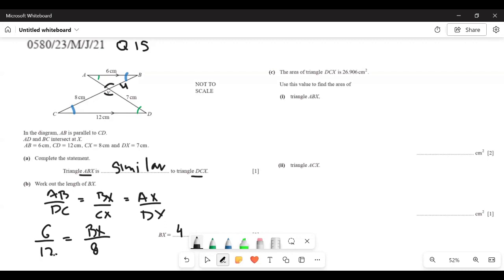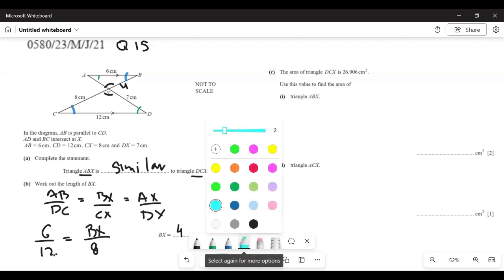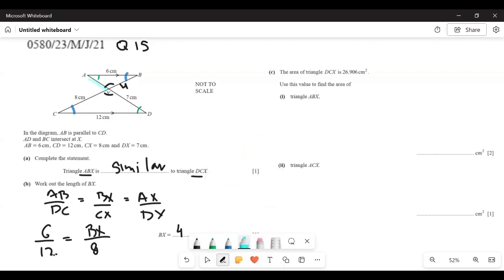Let's find AX in the process as well because we'll be needing it later. So I'm going to find AX over here as well. We have AX over DX, which is 7. So now you cross multiply, 6 into 7 divided by 12, which is 3.5. So that's 3.5.